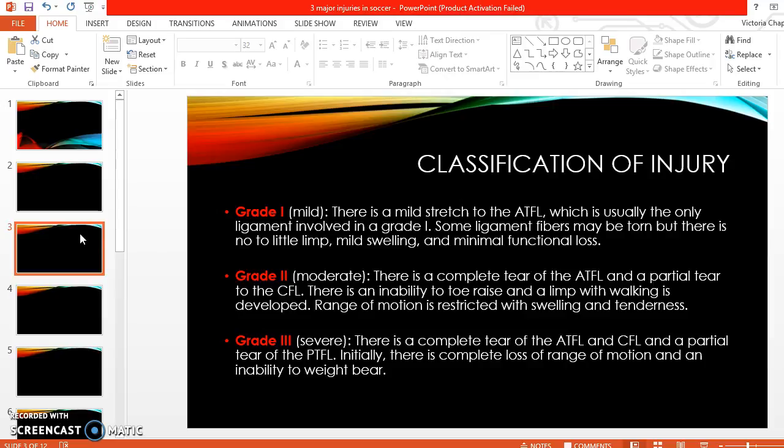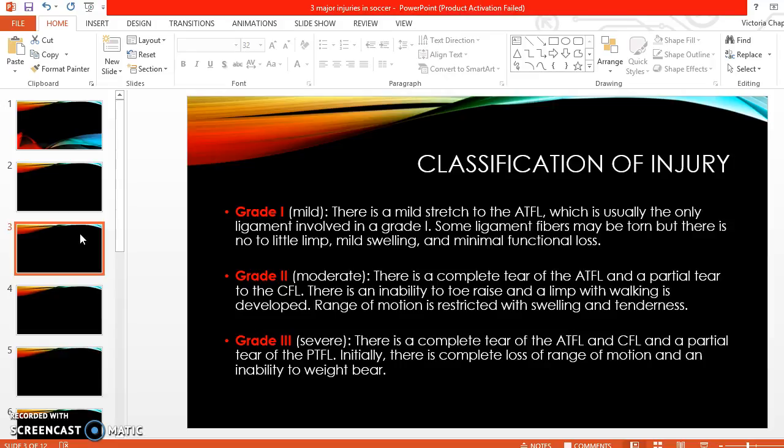So the classification of injury is a grade 1, which is mild. There is a mild stretch in the ATFL, which is usually the only ligament involved in a grade 1. Some ligament fibers may be torn, but there is little limp, mild swelling, and minimal functional loss in a mild sprain. Grade 2 is moderate.